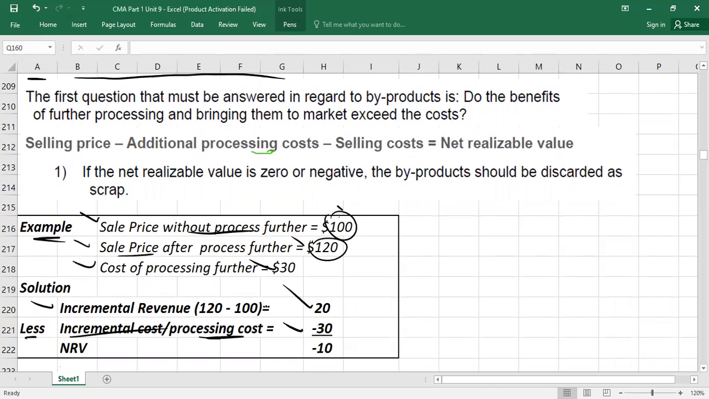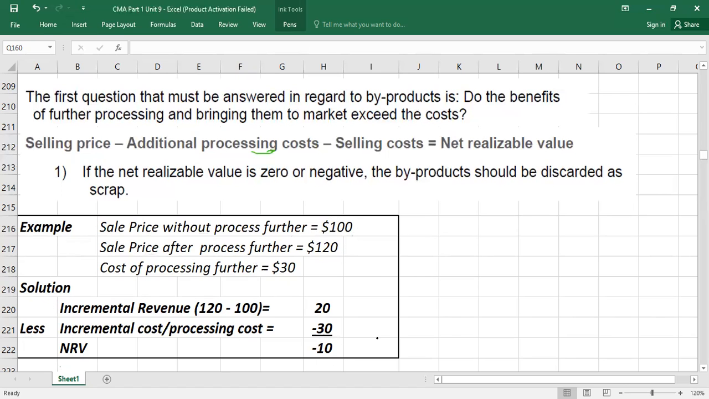$30. So we'll deduct that $30. Tell me, incremental revenue was 20 and processing cost is 30. So if you deduct, what will your NRV be? Net realizable value will be minus 10. Tell me, is it a benefit for you or a loss for you? Loss for you. Tell me, should you process further or not? You should not process further. You should discard it as is.